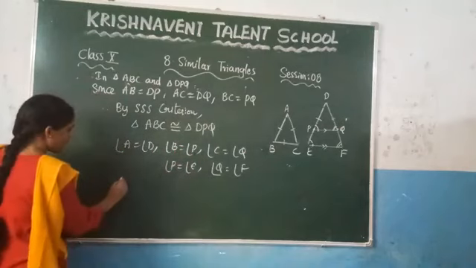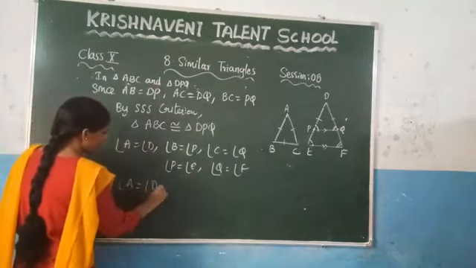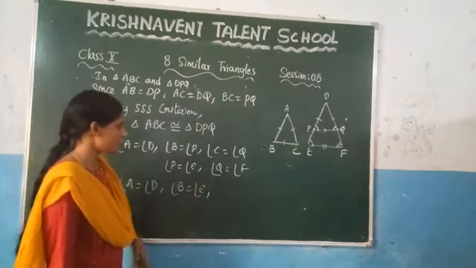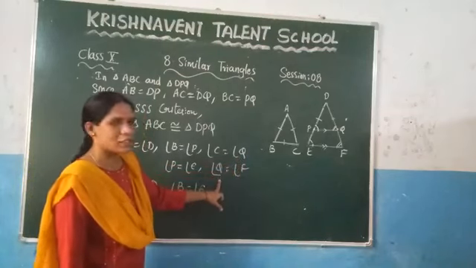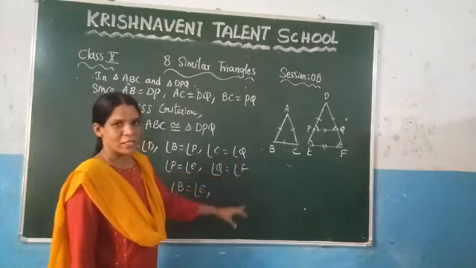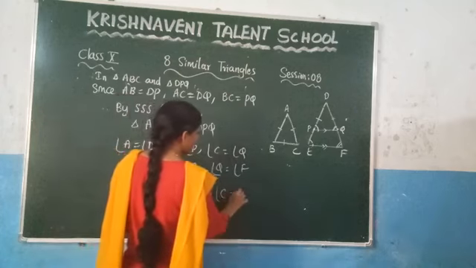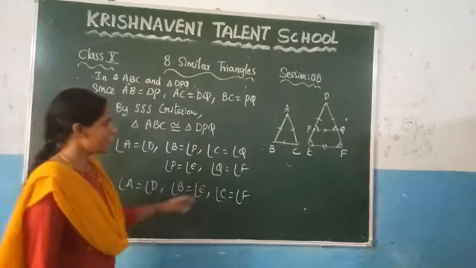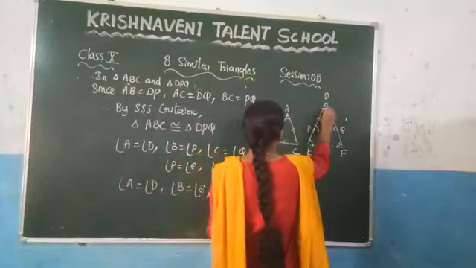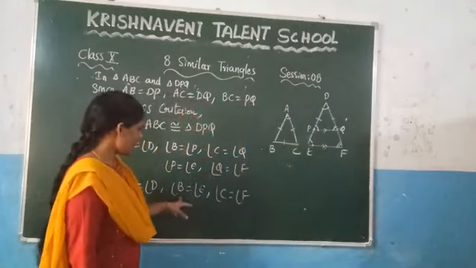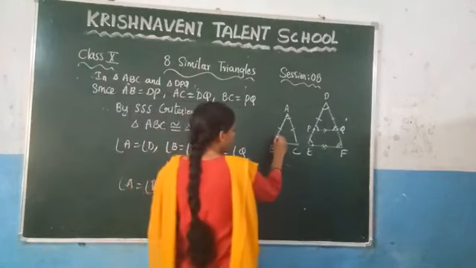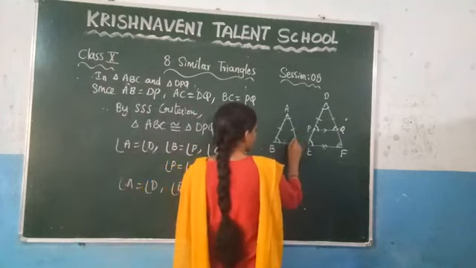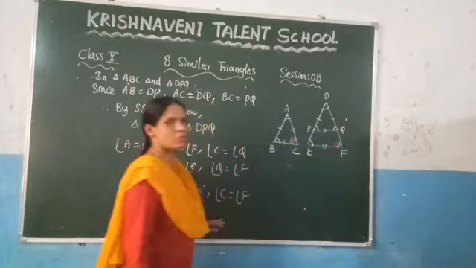So what you get here, angle A is equal to angle D, angle B is equal to angle E. Similarly, here angle Q is there, here angle Q is there. So you can equate these two angles. So you will get angle C is equal to angle F. So what we got here now? We got angle A is equal to angle D, right? And after that angle B is equal to angle E, and angle C is equal to angle F. This is what we need to prove.